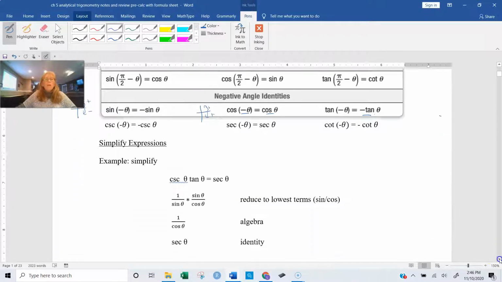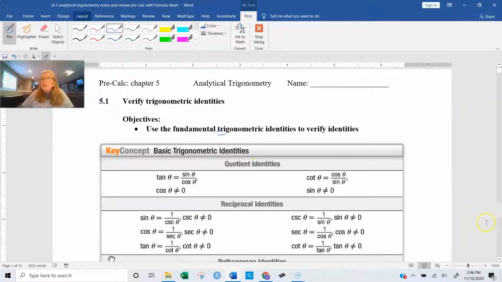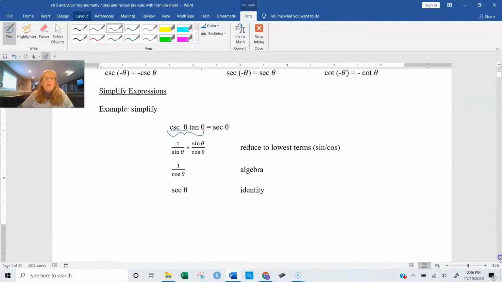All right, we are going to simplify expressions. So we want to prove to me that this side equals this side. So you don't get to touch the secant. When we look at this, we just write in what we know. This one's a fairly easy one just to get you started. We know cosecant is 1 over sine theta. We know tan is sine theta over cosine theta. Well, when we multiply those together, the sines cancel, giving us 1 over cosine. But we do know that 1 over cosine is the secant theta. So we are done. We've proved that identity.